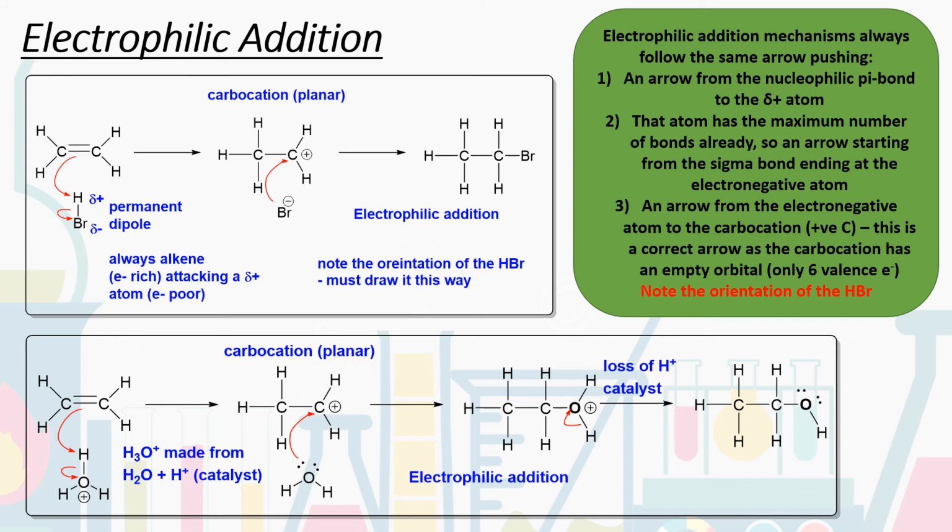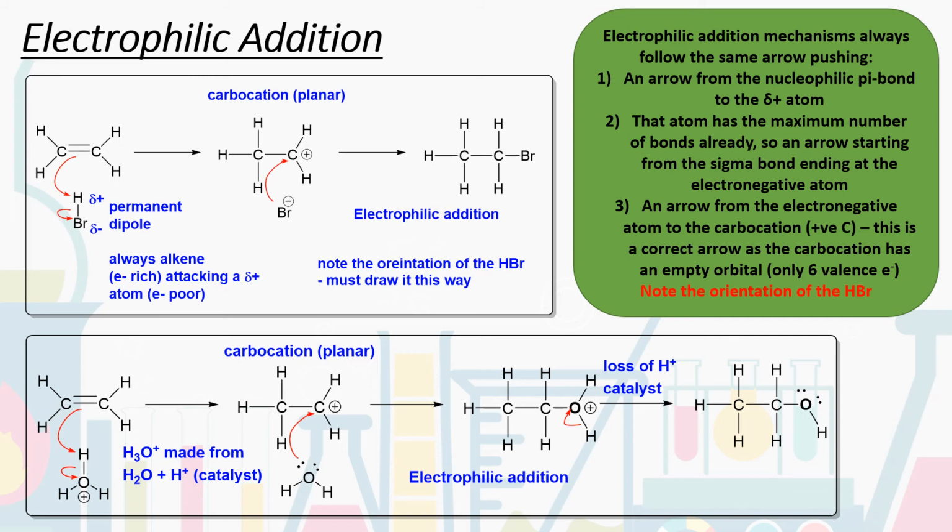Once we've done this, we now generate a carbocation. So we've broken open that CC double bond. Our hydrogen is attached onto one of the carbons, but the other carbon now only has 3 bonds. So we've made a carbocation. This is technically an electron deficient carbon. It only has 6 electrons, so it's got a positive charge.